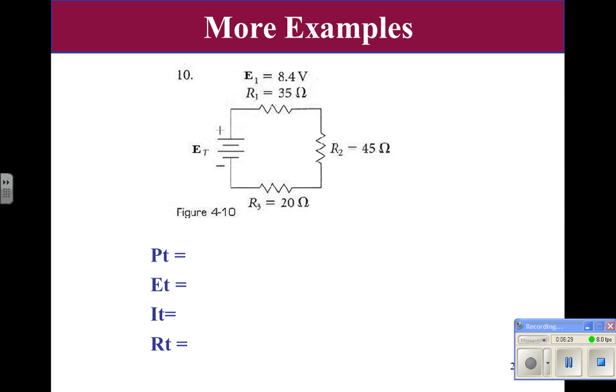So if we have E and R, look at your 3x5 card and tell me how we would find the current. E, what do we do with E and R? Divide what by what? The voltage by the resistance, right? So we're going to divide E by R. So we divide 8.5 by 35, we get a very small number.